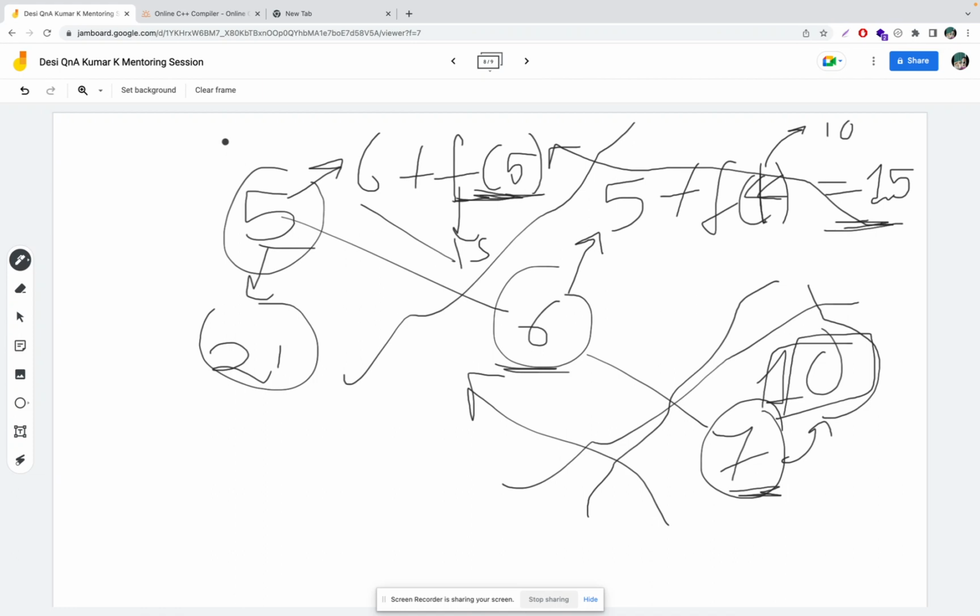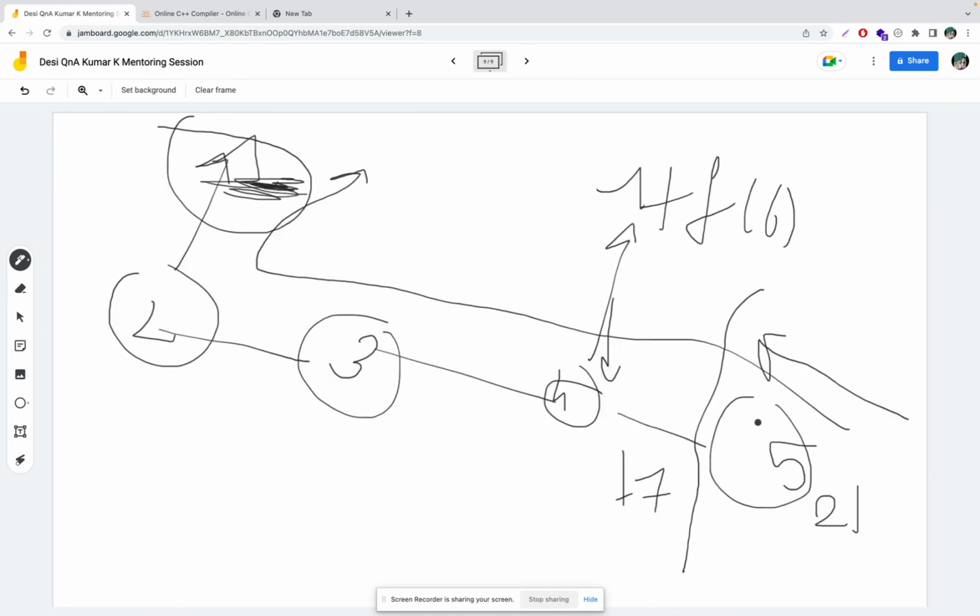So at the fifth node, we calculated f of 6. F of 6 was 6 plus f of 5, and 6 plus f of 5 is 21. So 21 now goes above and it becomes 7 plus 21, which is 28. Okay, guys? 7 plus 21 becomes 28. So at node 4, the value is 28.